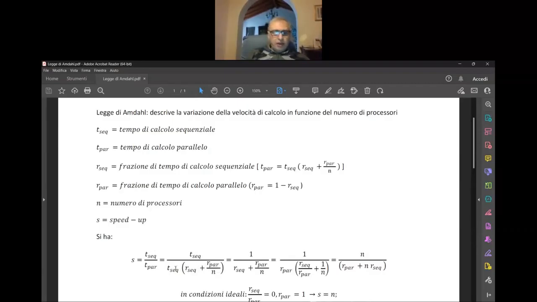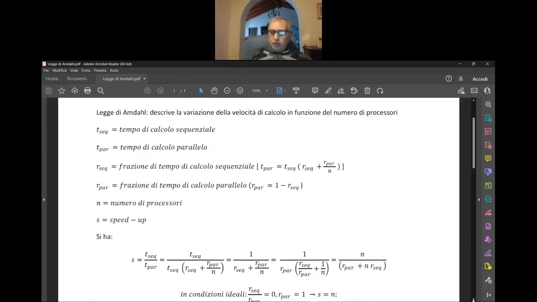We need to simplify the sequential time, and we obtain this expression where we see that there are only pure numbers. Time is no longer there. Therefore, the speed up is a number. We have 1 divided by the sequential fraction plus the parallel fraction divided by n. This can be written in many different ways. We can go directly to the final one, and we write it by multiplying the numerator and denominator by n. We will have the parallel fraction plus n times the sequential fraction.